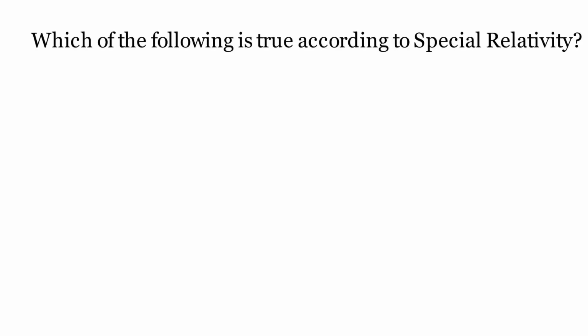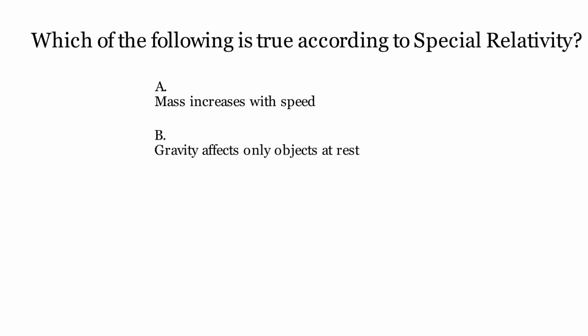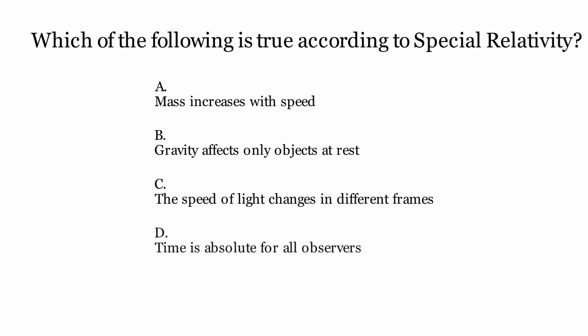Which of the following is true according to special relativity? Letter A. Mass increases with speed. Letter B. Gravity affects only objects at rest. Letter C. The speed of light changes in different frames. Letter D. Time is absolute for all observers.